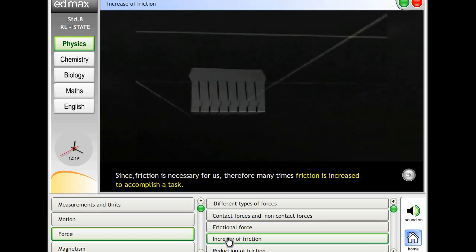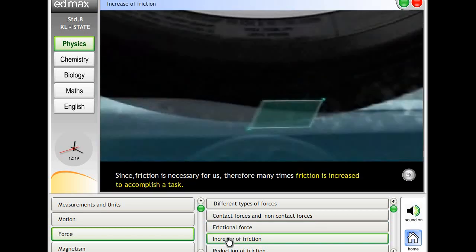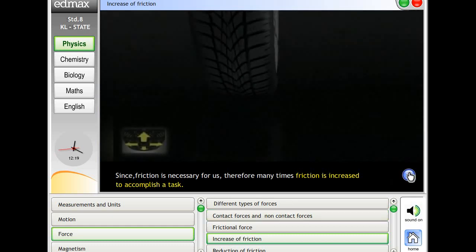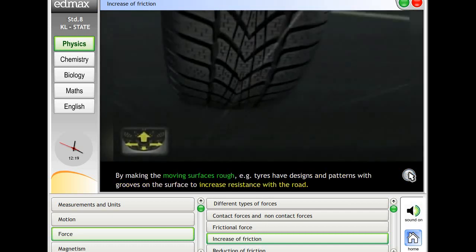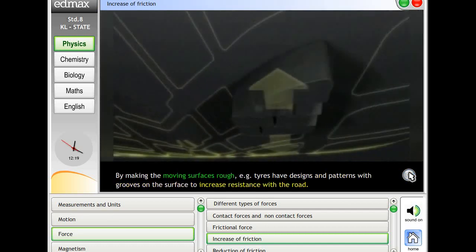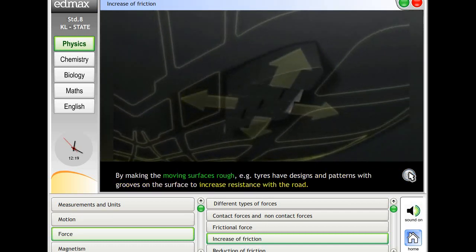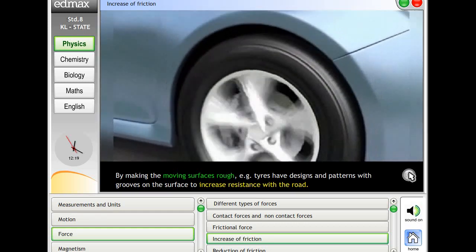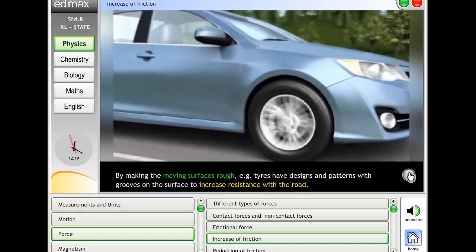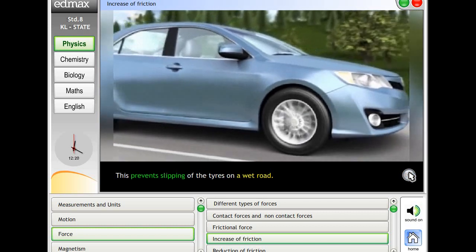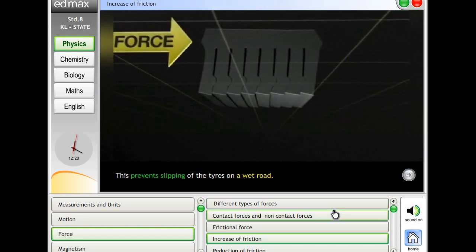Increase of friction. Since friction is necessary for us, therefore many times friction is increased to accomplish a task. By making the moving surfaces rough, for example, tires have designs and patterns with grooves on the surface to increase resistance with the road. This prevents slipping of the tires on a wet road.